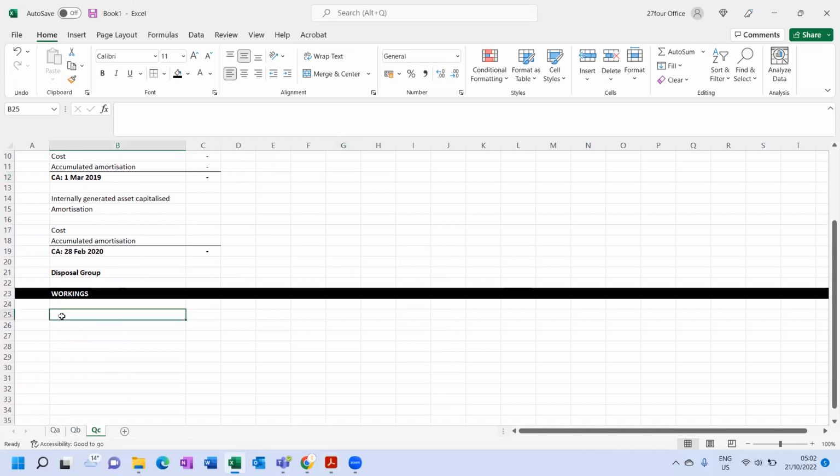So the first cost was... capitalization is met from 31 March 19 to 31 December 19. March is done, so you count from April. So it's April, May, June, July, August, September, October, November, December. So it is 9 months. Just take note of that.